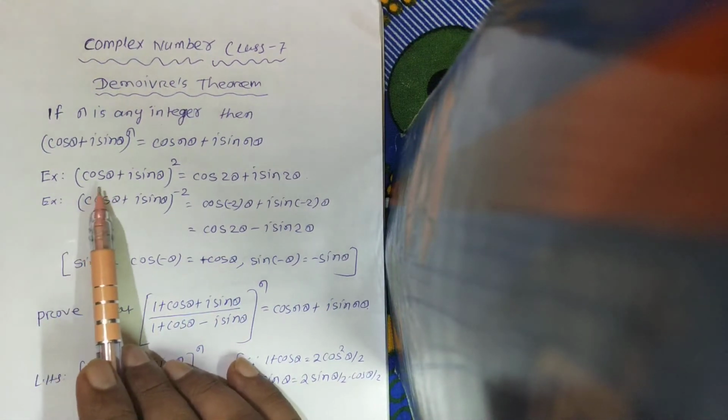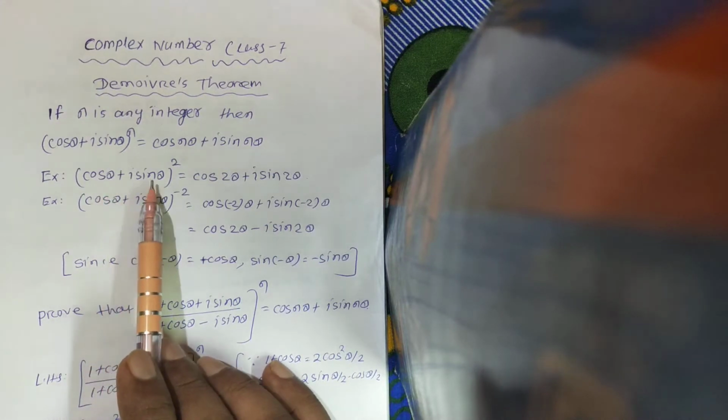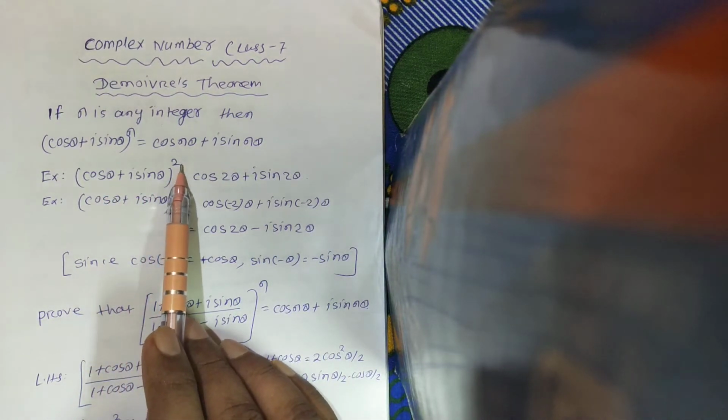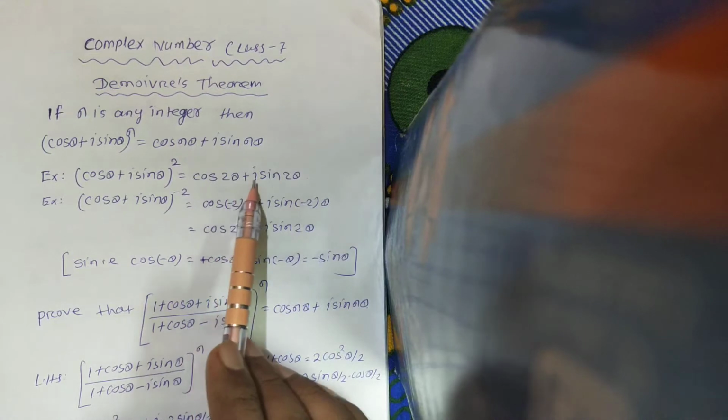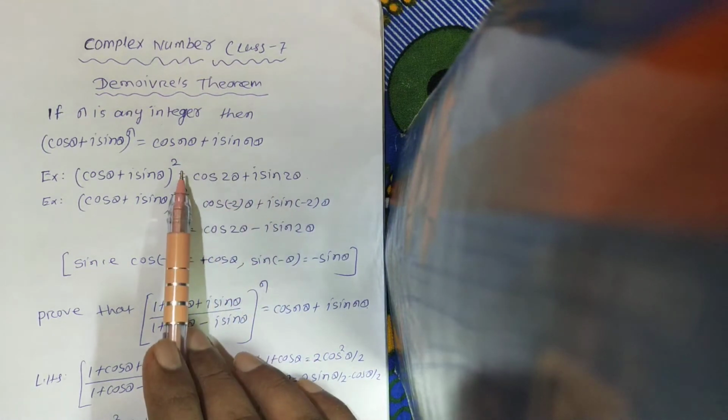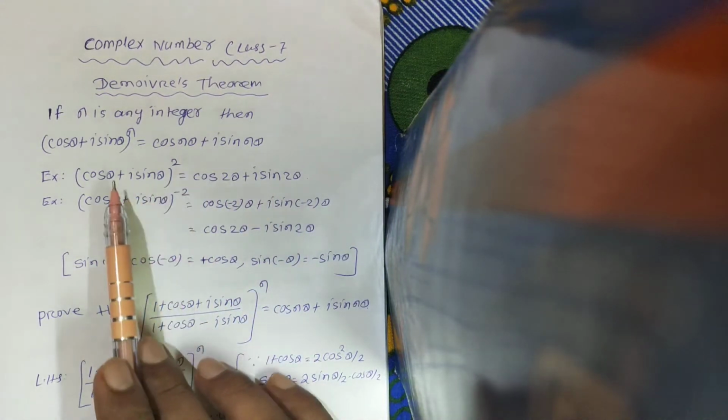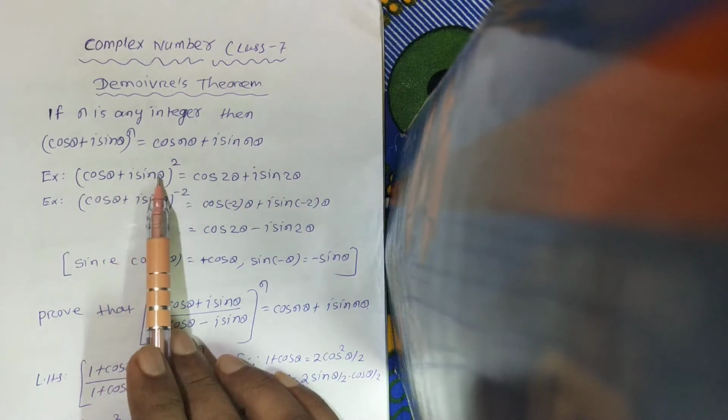I am giving you one example on that. (cos theta plus i sin theta) to the power 2 is cos 2 theta plus i sin 2 theta. That means according to the theorem, 2 will be multiplied with theta here and also theta here.